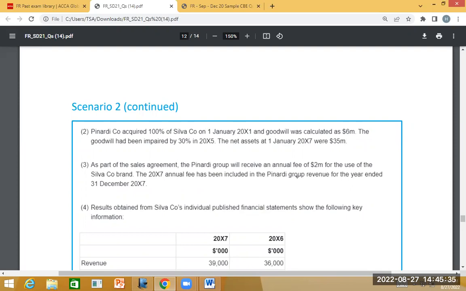So actually, Minardi Group has sold the silver business and subsequently, silver company can use the brand name of the Minardi Group. And that's why they are paying a fee of 2 million to the group. So will we eliminate this from the 2007 revenue, because it is revenue generated for the group? Yes, it is a one-off income, so we need to adjust this figure as well to make the 2 years comparable.